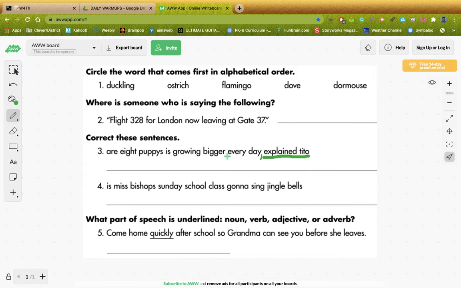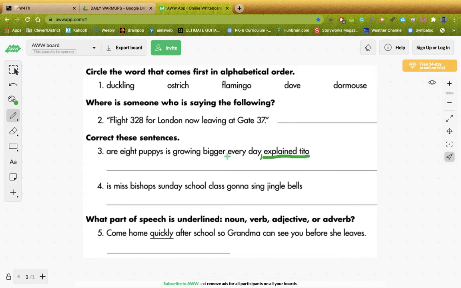Okay, number 4, is Miss Bishop's Sunday school class gonna sing Jingle Bells? Okay, we got some just basic stuff here. You got to know what to capitalize, in punctuation. Also watch for words that we say in casual conversation that are not actually correct words when we actually write. So be aware of that.